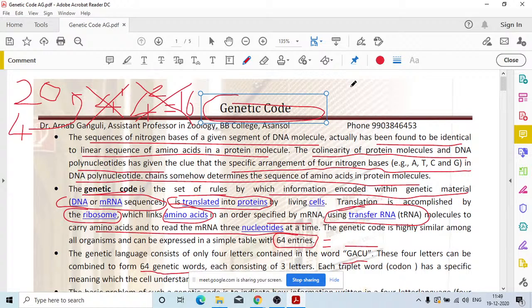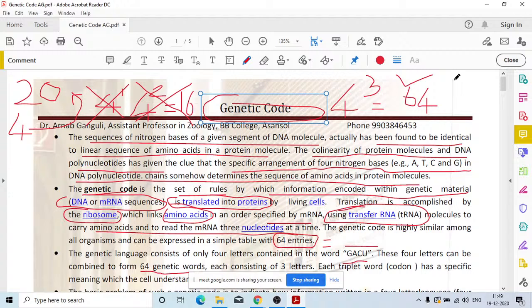Then the next thing comes: if it is read as 3, what happens? 4 to the power 3 gives a combination of 64. This is good enough. 64 combinations, 20 amino acids. This can cover. So this has been selected.